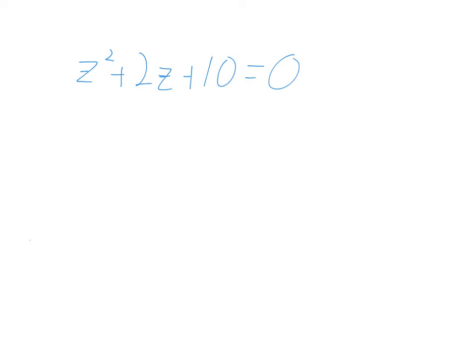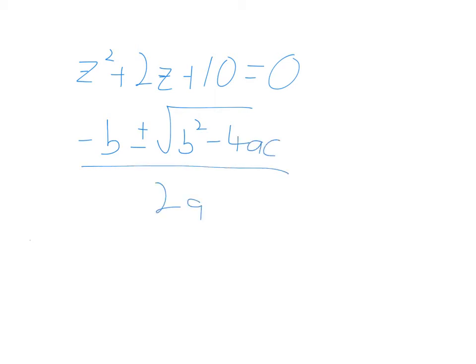So the minus b formula is minus b plus minus the square root of b squared minus 4ac, all divided by 2a. Now a here will be the number in front of the z squared, so just 1. b will be the number in front of the regular z, so that's 2. And c will be the number at the end by itself, which is 10. So if we fill this in, we're going to end up with the following.